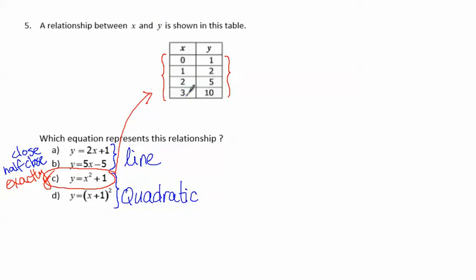If you get a problem where none of the equations match exactly, then you're going to pick the one that matches the closest. So of all the other ones, the second one that was closest would have been A, but here in this case it matches exactly.